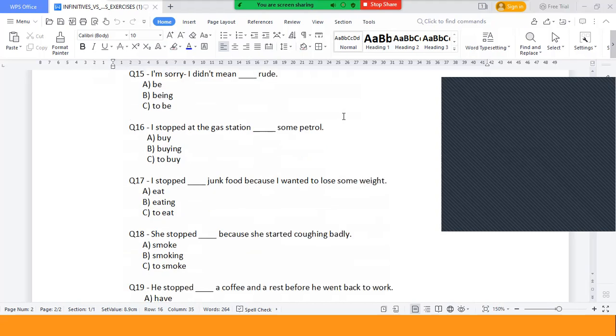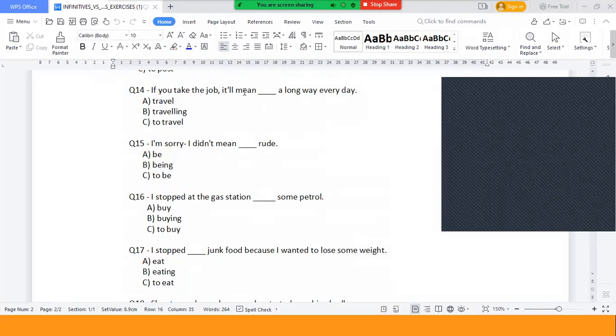Yeah? Okay. But when can being be used? When can you use being, for example? Not in that sentence. If you use mean with the other meaning, I don't know, if you take the job, it will mean being far away from your family, for example. In that sense, if the meaning is that, you can say being, but not in this one. Do you understand it?